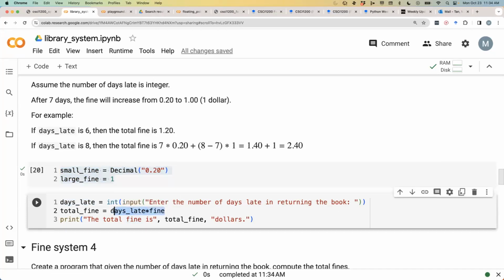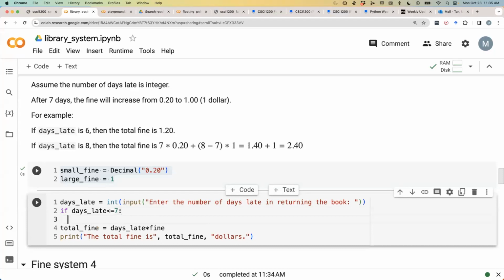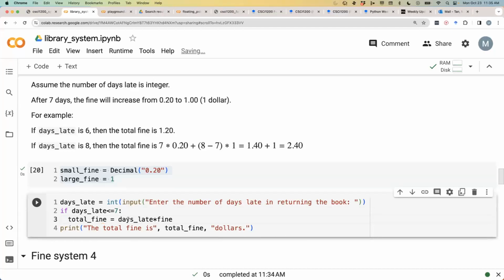So the first 7 days will incur the small fine, and the subsequent days we will incur a large fine. So how do we go about doing this? We need two different cases. If days late is less than or equal to 7, then the fine will be the same as before. Total fine will be the days late times small fine.